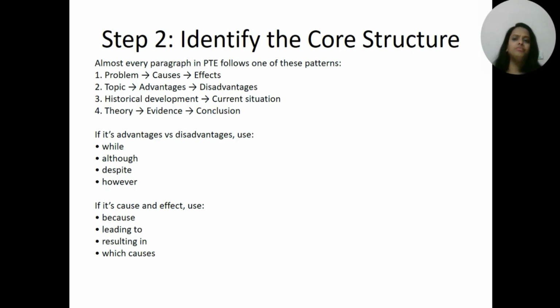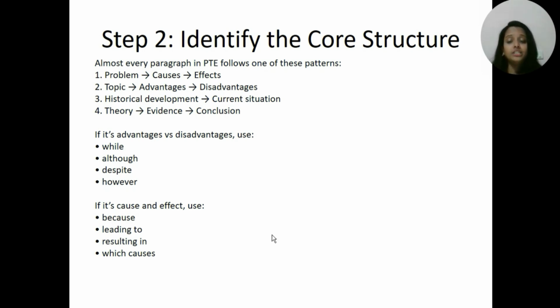Almost every paragraph in PTE Core follows one of these patterns. Problem, then its causes, and then its effects. Or if you take any topic, then its advantages or disadvantages. Or a historical development, then the current situation. Or if you're talking about any theory, then the evidence or the conclusion. So if you get to know the pattern like this, then writing becomes easy.